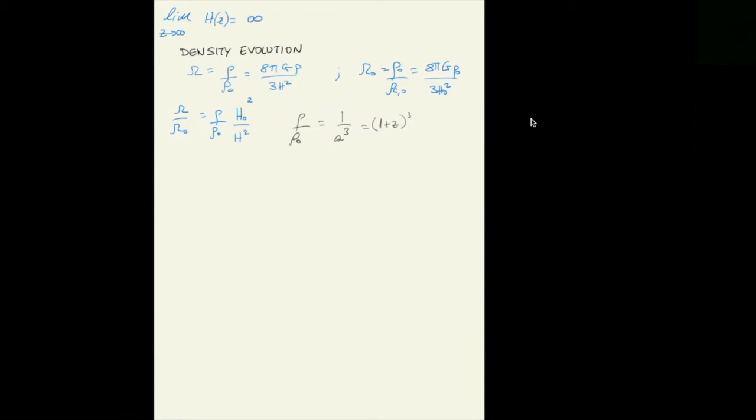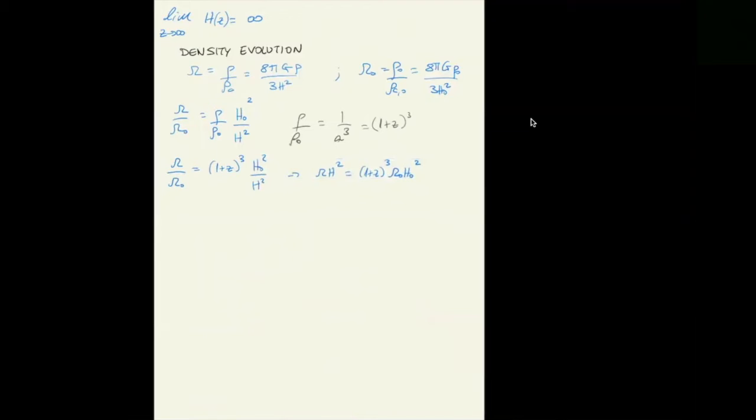So you can rewrite this equation then as Ω over Ω0 is equal to (1 plus z) cubed H0 squared over H squared. Now, if you put again on the left-hand side what you cannot observe and on the right-hand side what you can observe, then this becomes H squared Ω is equal to (1 plus z) cubed Ω0 H0 squared.